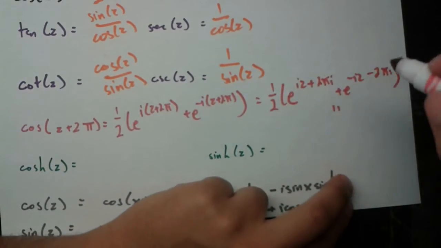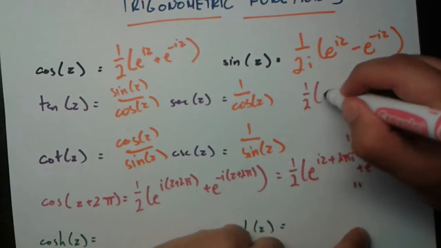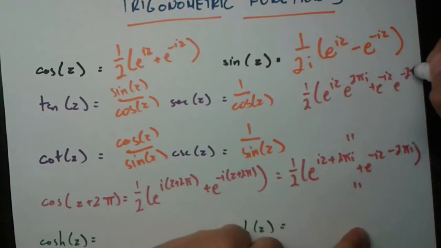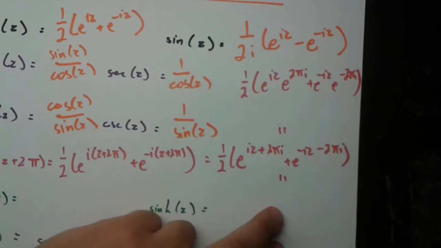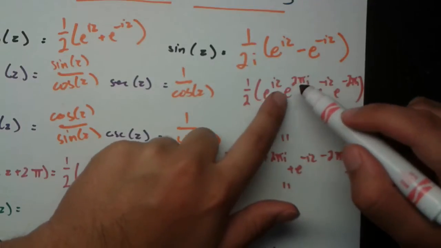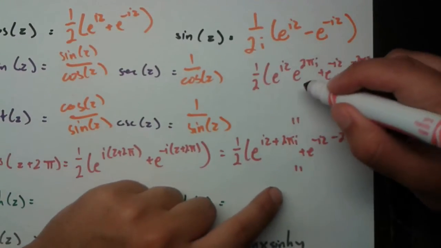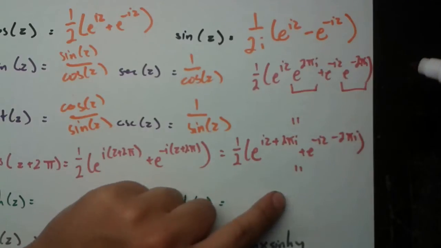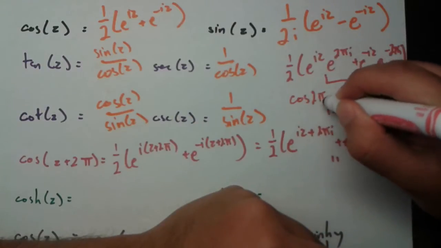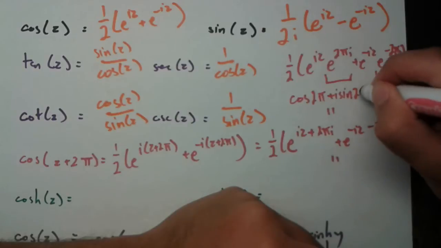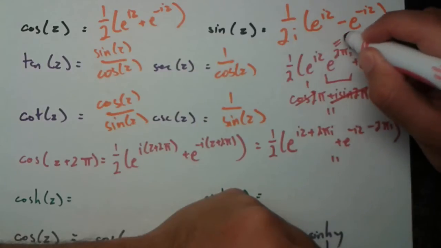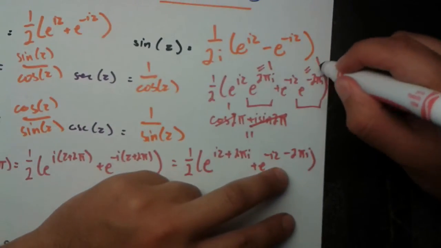So this equals 1/2 (e^(iz) e^(2pi i) + e^(-iz) e^(-2pi i)). And the reason I can do that is if you go back to the exponential video, you see that like in real numbers, when we have e to the something plus something, we can just break it up as e to the first thing times e to the second thing. Now we need to focus on these two terms, e^(2pi i) and e^(-2pi i). For the first one, from the exponential video, this equals cosine of 2 pi plus i sine of 2 pi. And cosine of 2 pi is 1, and sine of 2 pi is 0. So this i term goes away, and this just equals 1. For the same reason, e^(-2pi i) also just equals 1.